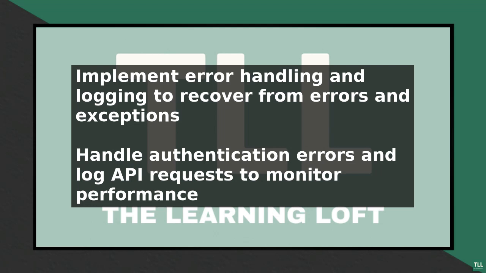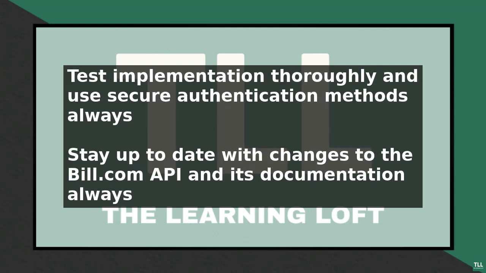Once you have chosen an API syncing method, implement error handling and logging to ensure your application can recover from errors and exceptions. This includes handling authentication errors, network errors, and API rate limits. You should also log API requests and responses to monitor performance and troubleshoot issues.